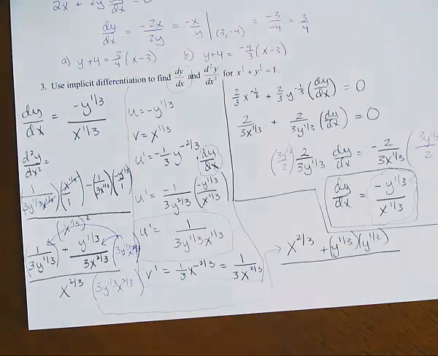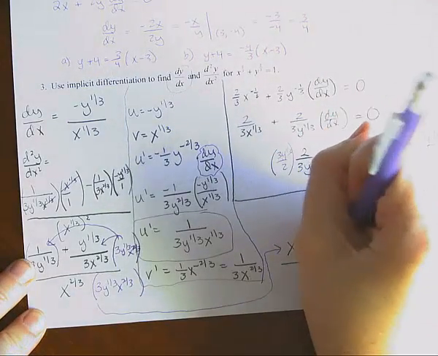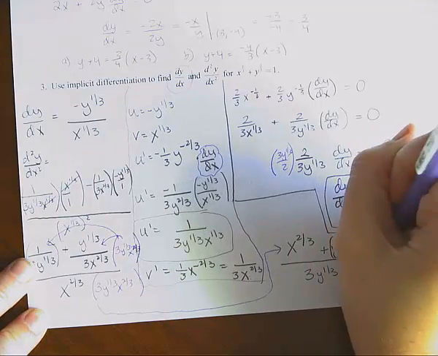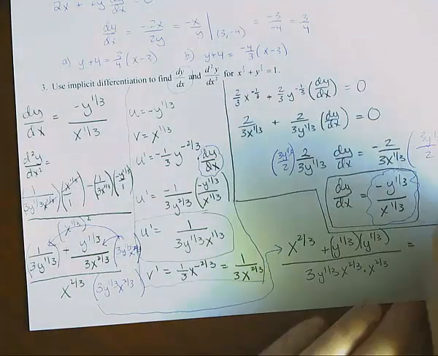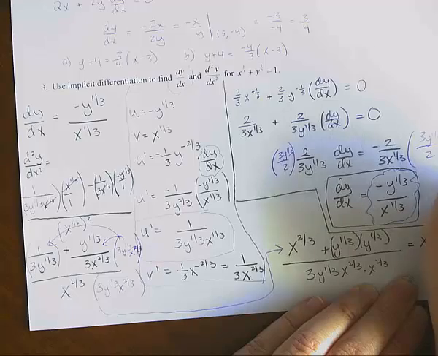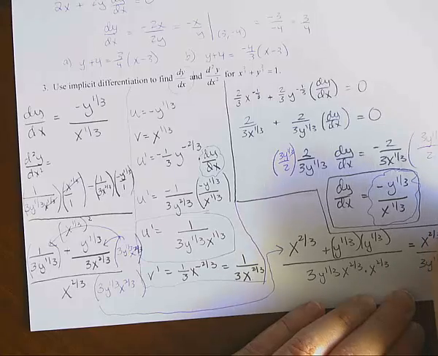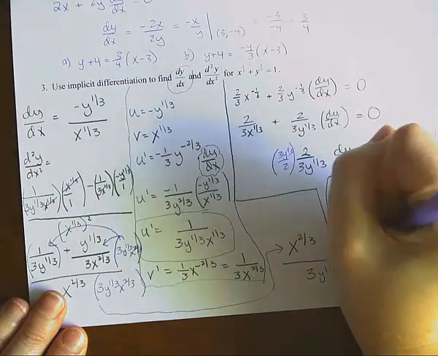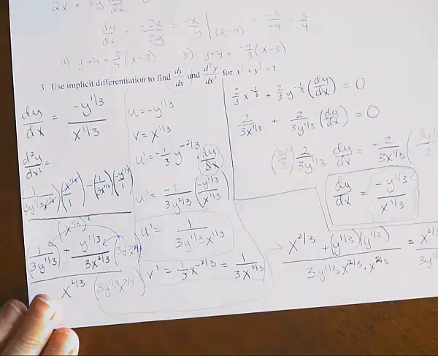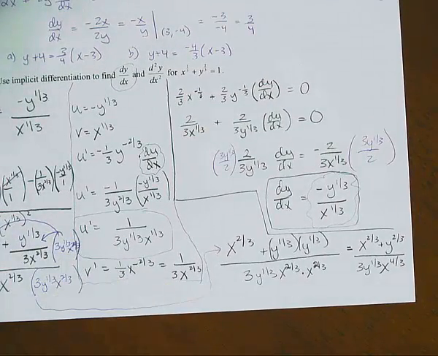All over, and then I basically just multiply all this stuff together. So I have a 3 y to the 1/3 x to the 2/3 times x to the 2/3. So that simplifies down to x to the 2/3 plus y to the 2/3 all over 3 y to the 1/3 x to the 4/3, because when you're multiplying the same base, you add the powers. And these are both 2/3 power, so that adds up to 4/3 power.